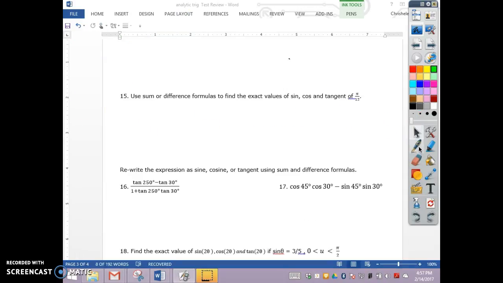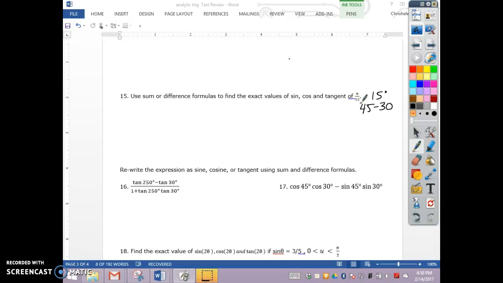Okay, the next part is using a sum and difference formula again to find the exact values of sine, cosine, tangent of pi over 12. So if pi over 12 being in radians is like, oh, scary, I don't know what to do. This is just half of pi over 6, so this is 15 degrees. How do you get 15 degrees? 45 minus 30, of course.